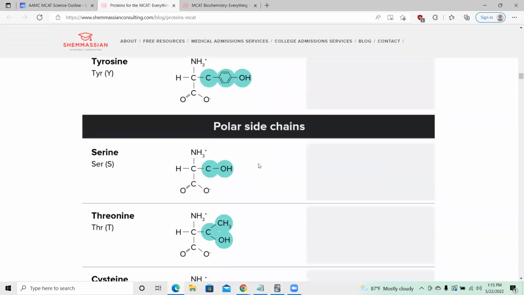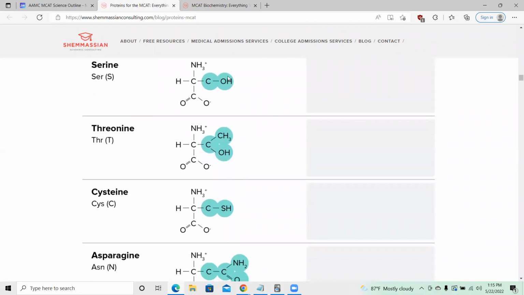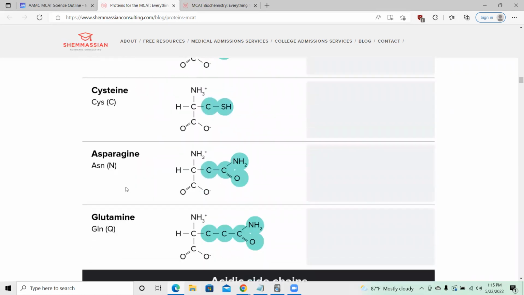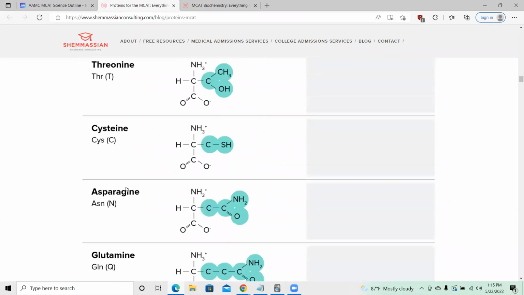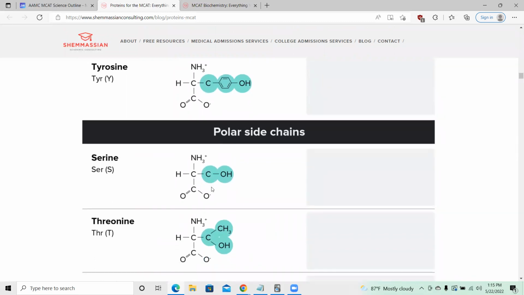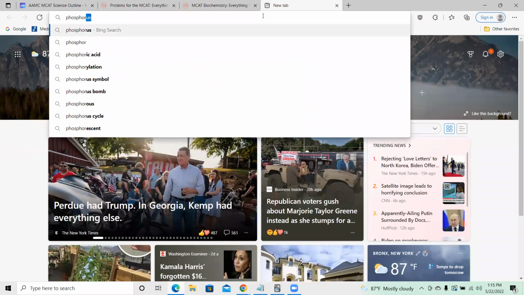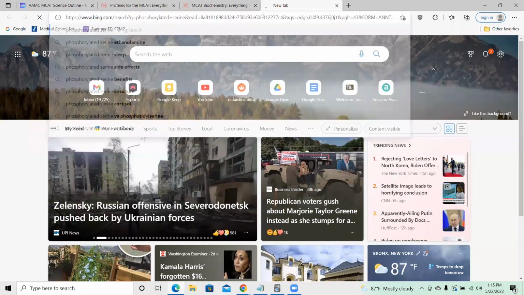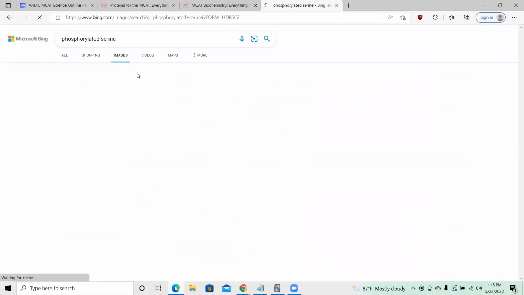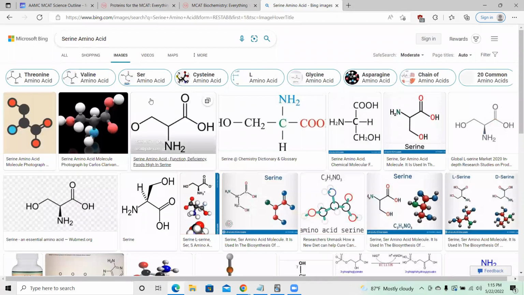Then there's the polar group of amino acids. These guys have polarity, right? Serine, threonine, and tyrosine, right? Because they have OH groups, they can actually be phosphorylated. And that's something that comes up as well. Let's see, phosphorylated serine. This is not what I want. I want the amino acid.